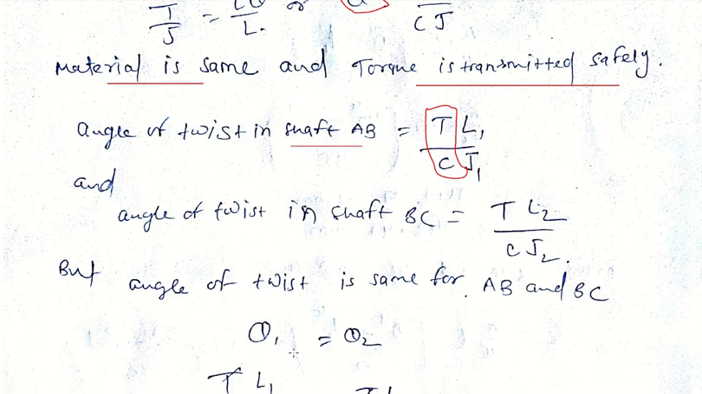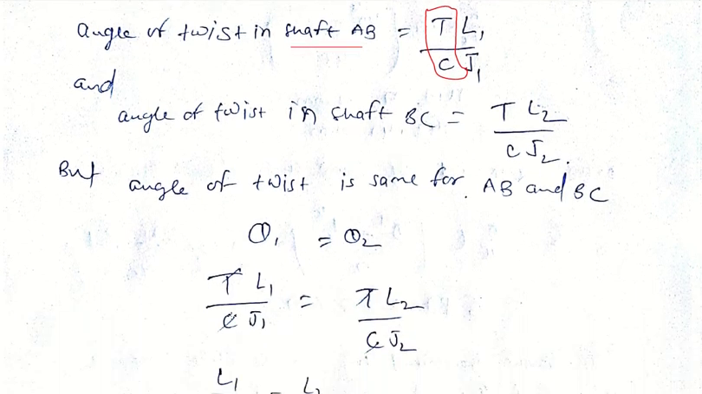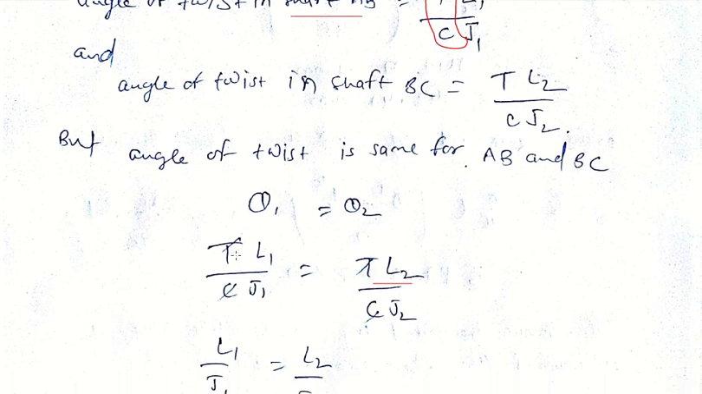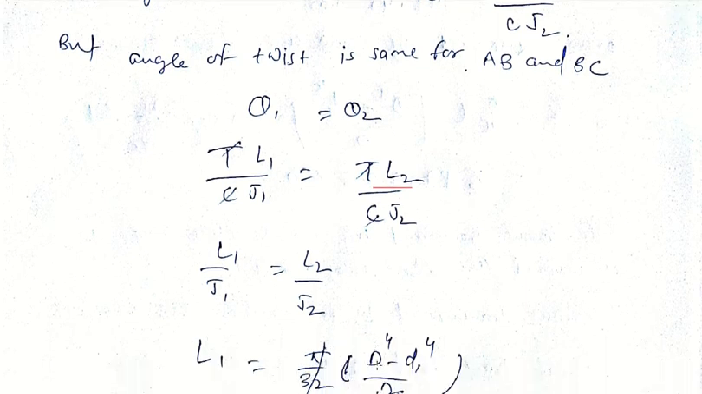Then the angle of twist is the same, so theta 1 equals theta 2. We put it here: T L1 by C J1 equals T L2 by C J2. We have the same torque and C, so here L1 by J1 equals L2 by J2.